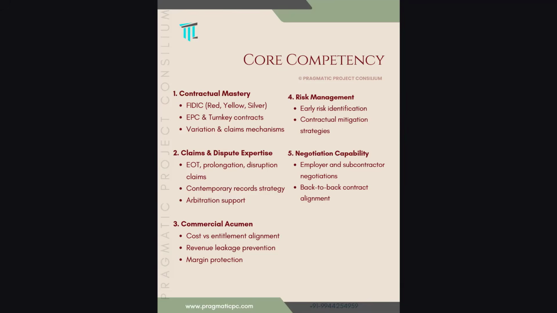Risk management. Yes, a contract is a risk allocation mechanism. So contract management is directly a risk management mechanism. You have to identify risks early. Contractual mitigation strategies must be there for the high risk clauses. And from your experience, you know which clauses will end up in disputes. Negotiation capability: employer and subcontractor negotiations and back-to-back contract alignments should be there.